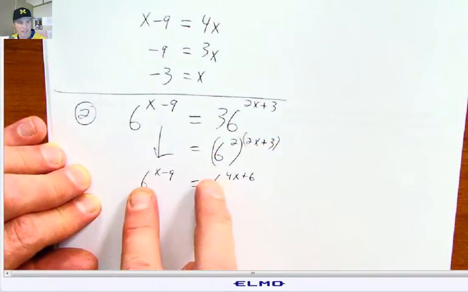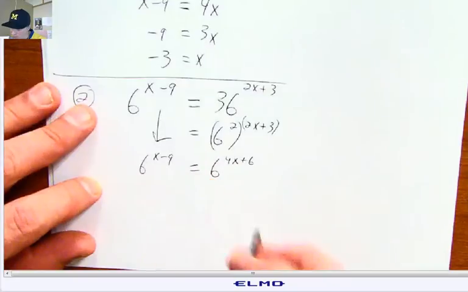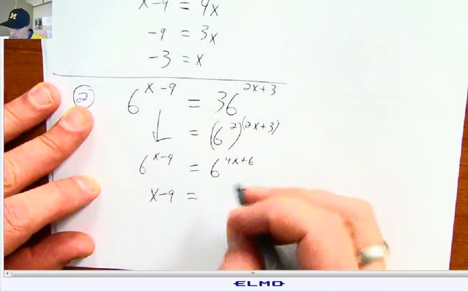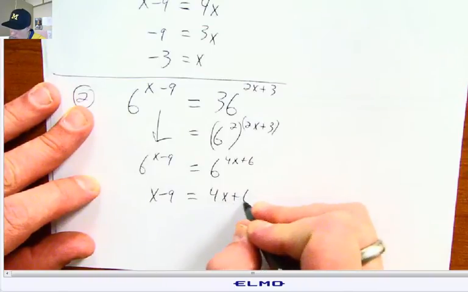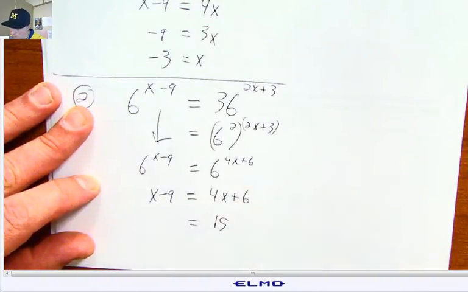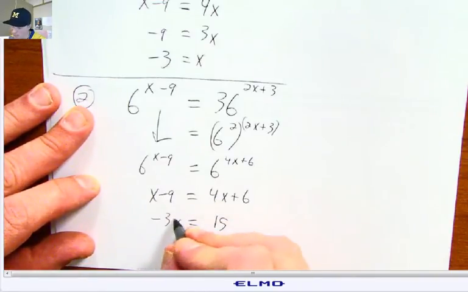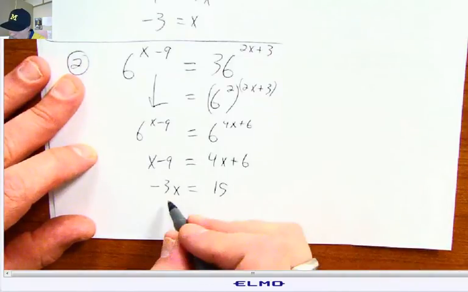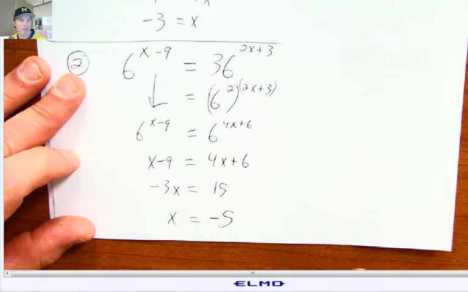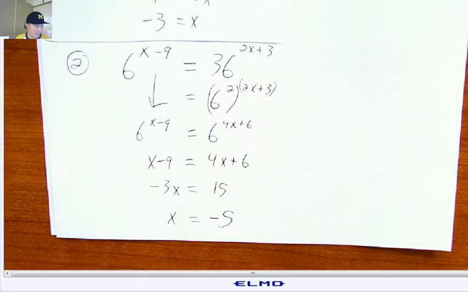Now the bases are the same. And now that the bases are the same, I can just simply set the exponents equal to each other. Add 9 to both sides, which would give me a 15 over here. Subtract 4x from both sides, gives me a negative 3x over here. Divide, and you get x equals negative 5. All right, same base.